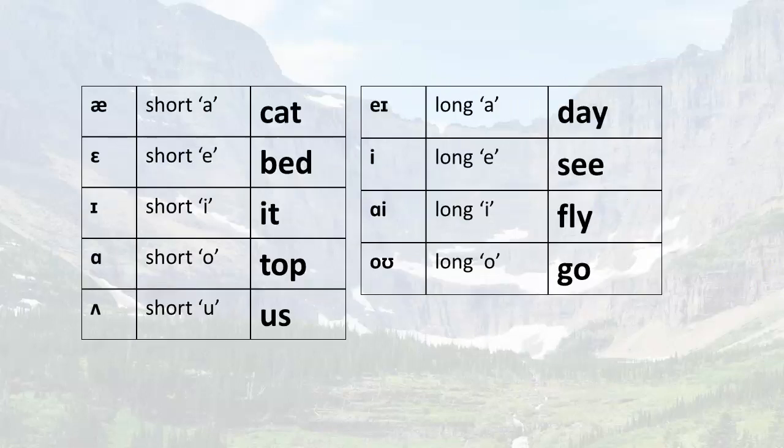Okay, so now we have a, cat; a, bed; i, it; ah, top; uh, us; a, day; e, see; i, fly; o, go.